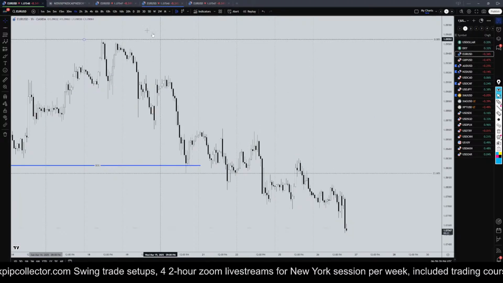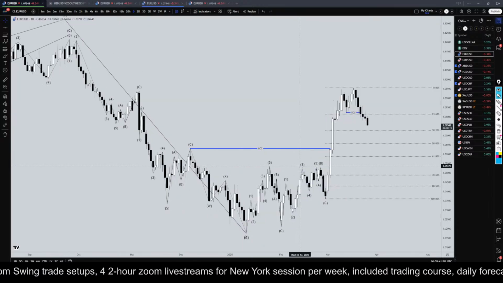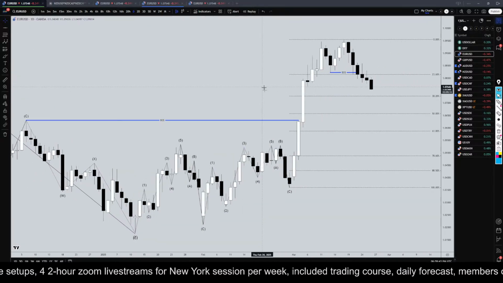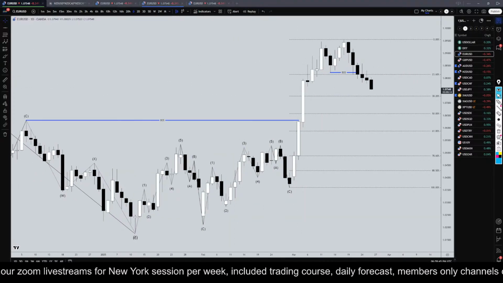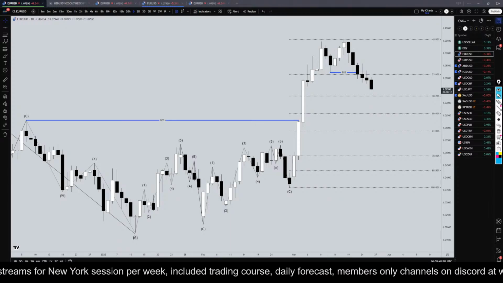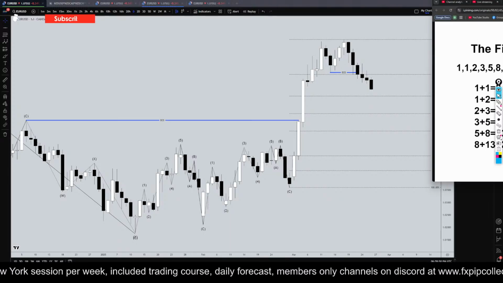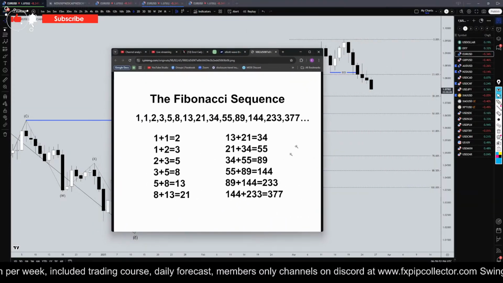One thing that I just started doing recently is Fibonacci numbers. So the Fibonacci sequence numbers. Let me show you what I mean. I have it someplace right here. This is one thing I've been paying attention to a lot.